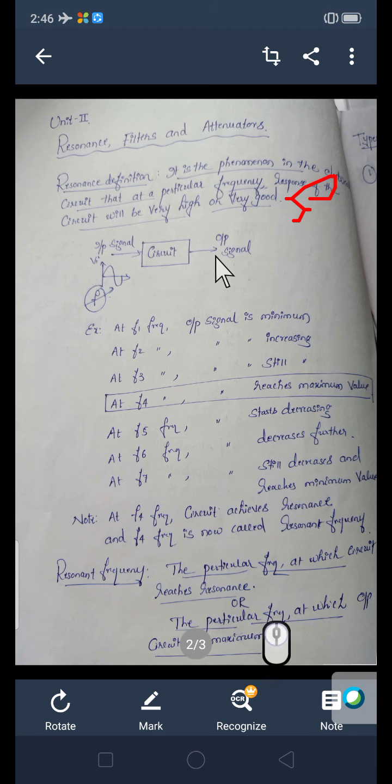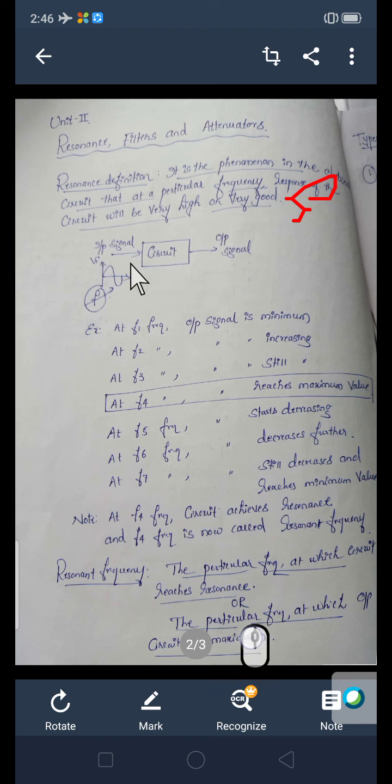F6 you check, it is still decreased. F7 still decreased. F8 still decreased. So what is the frequency at which you got good response from the circuit? That was the frequency F4. So now what we say is, at F4 the circuit has achieved resonance. I will repeat, at frequency F4 the circuit has achieved resonance.